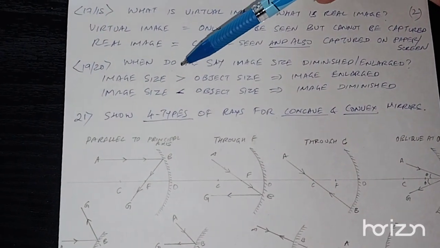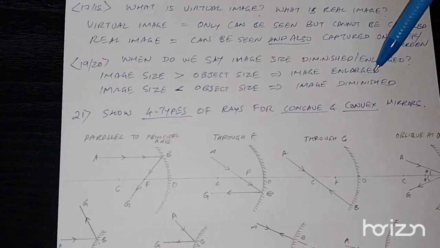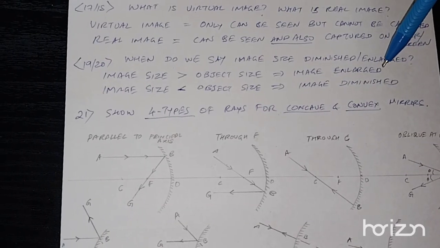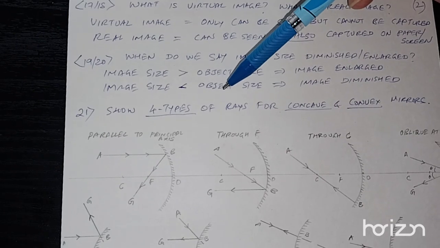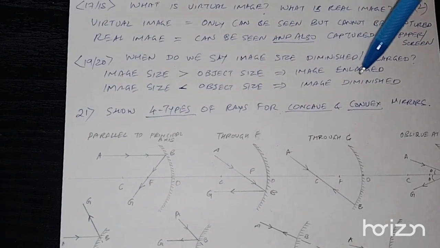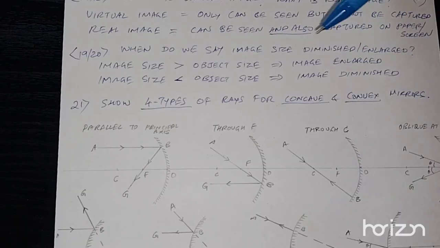When the image size is bigger than the object size, we say that the image is enlarged. When the image size is smaller than the object size, then we say the image is diminished, because now the image size is smaller than the object size.